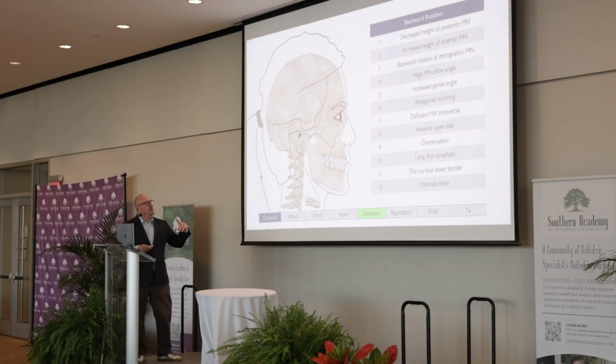So these are a list of the backward rotation features. Again, as that mandible is going down and backwards, the tongue comes down, so the maxilla is narrow, the teeth over-erupt, and the mouth is open, so we have to have mentalis strain to close the lips.